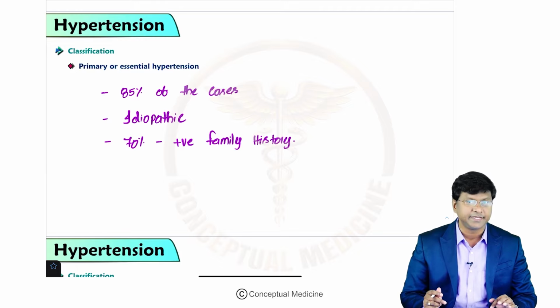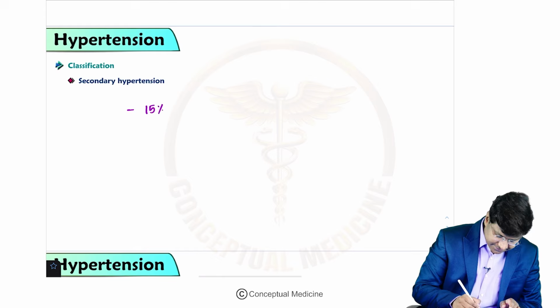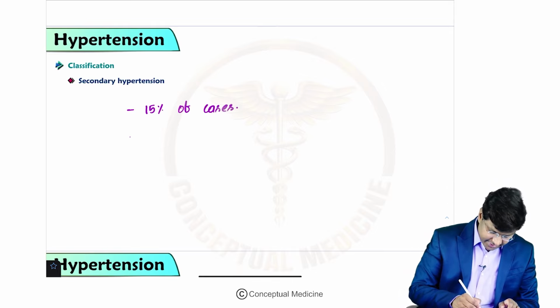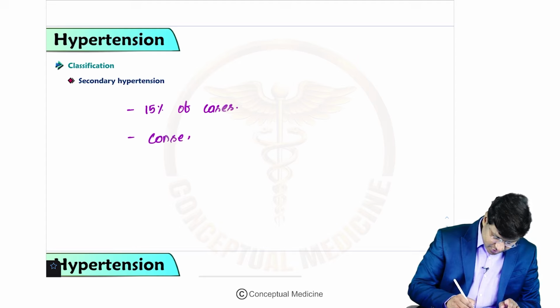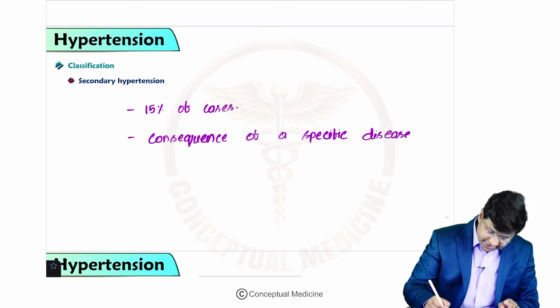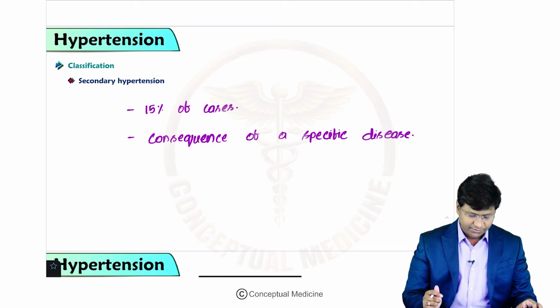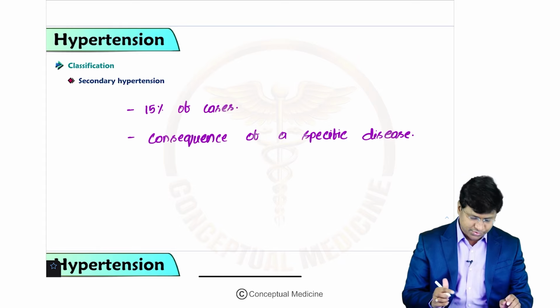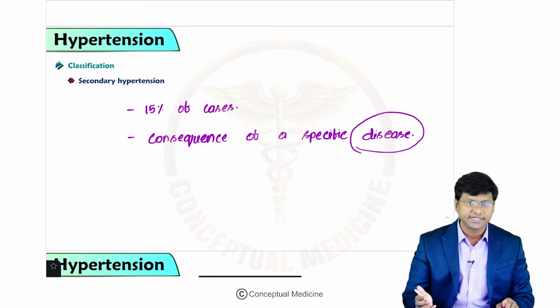Then, secondary hypertension accounts for 15% of cases, and it is a consequence of a specific disease. So you have an underlying etiology for the development of secondary hypertension. Now let me discuss the various causes of secondary hypertension. We have discussed that it is a consequence of a specific disease. Now let me tell you all the various etiologies which will cause secondary hypertension.